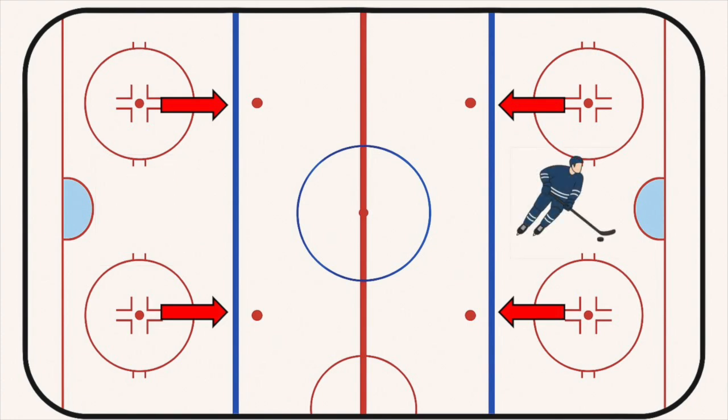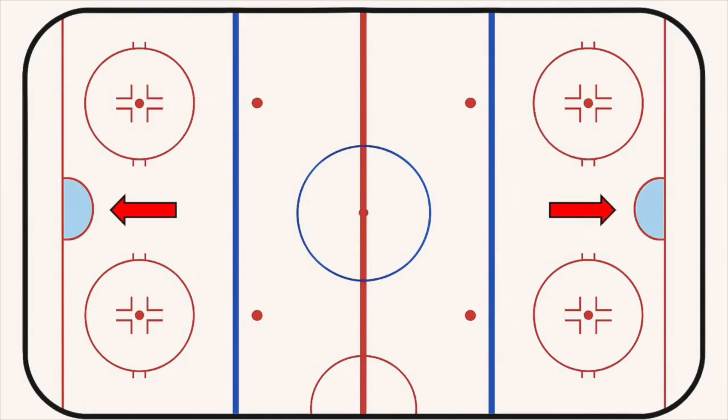Once our player crosses the neutral zone, which is the space between the 2 blue lines, he enters his team's offensive zone. When a team is attacking their opponent's net, they are in the offensive zone. For a player on the opposing team, of course, the offensive and defensive zones would be reversed.